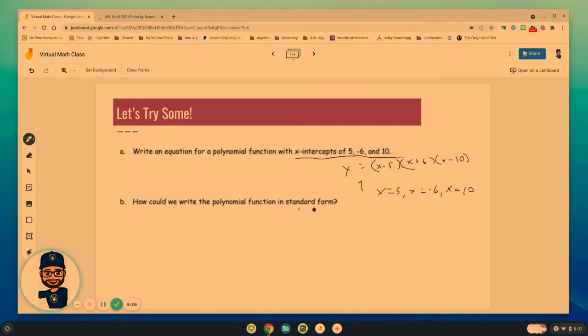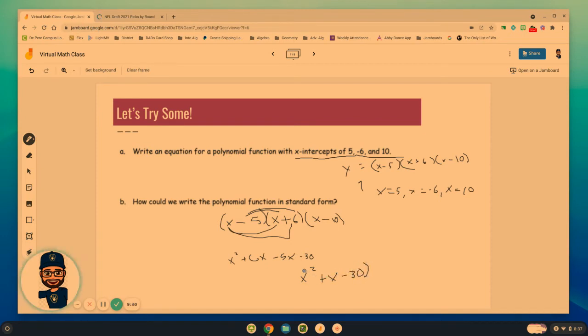Now, how do we write that in standard form? How do we take x minus 5 times x plus 6 times x minus 10 and write it in standard form? We have to use that distributive property. So I'm going to multiply these first two parentheses together. This rainbow method, I think, is what I called it a lot. We've got x squared for these two plus 6x for those two. Negative 5 times x is negative 5x. Negative 5 times 6 is negative 30. So we end up with x squared plus x minus 30.